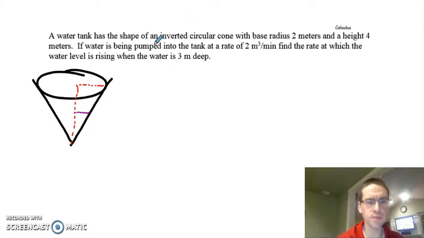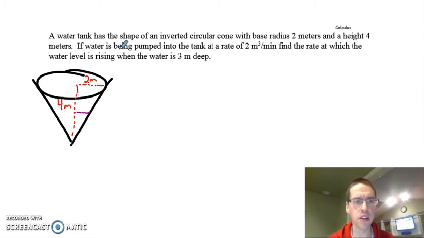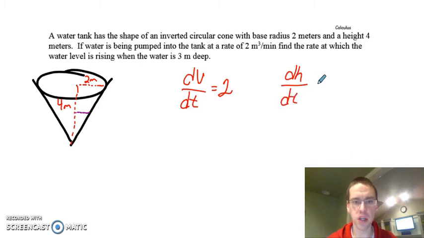Welcome to part 2. It's the third problem. The water tank has the shape of an inverted circular cone with a base radius of 2 meters, so this is 2 meters here, and a height of 4 meters. The water is being pumped into the tank at a rate, so we know it's being pumped in, so that's dV over dt at a rate of 2. Find the rate at which the water level is rising, so we're looking for dh over dt when the height is 3.